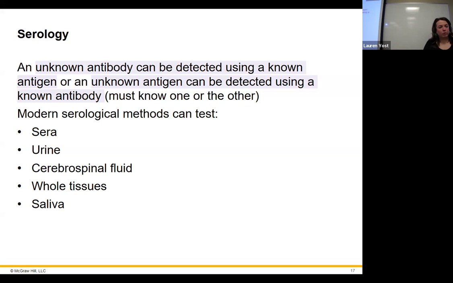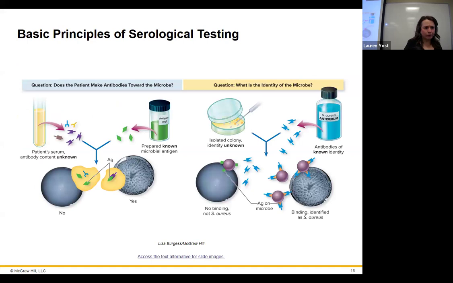So most modern serological methods using serology concepts can test samples that are included as sera, urine, CSF, whole tissue even, and saliva. And we're gonna get into the whole tissue one here in just a little bit, but it usually has to do with fluorescence of antibodies instead of enzymes like we had with ELISA. This is the basic concept for serology.